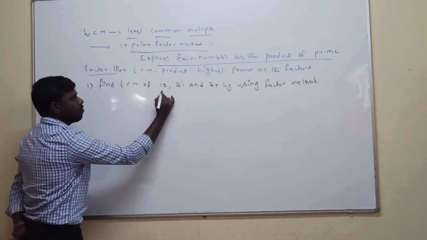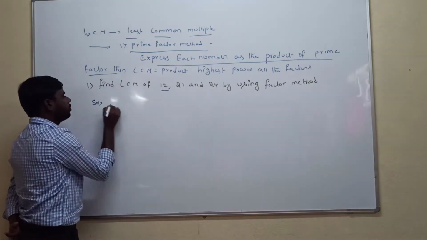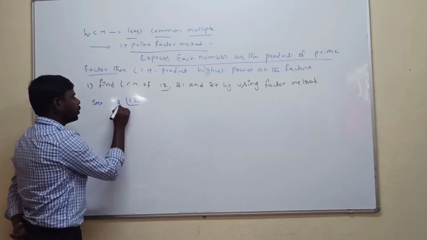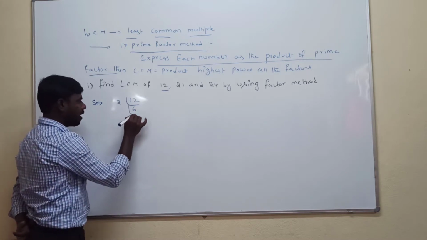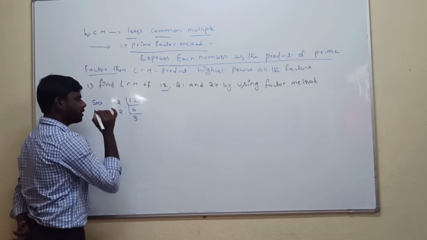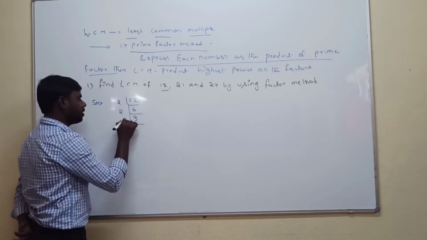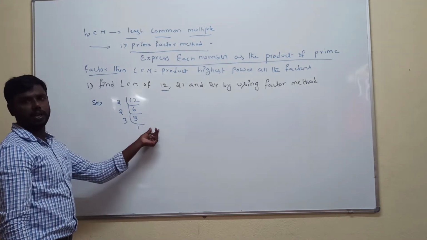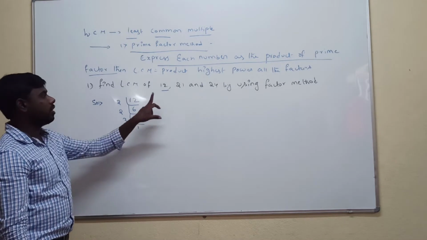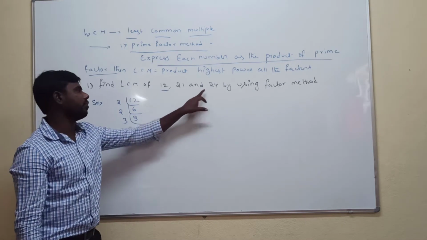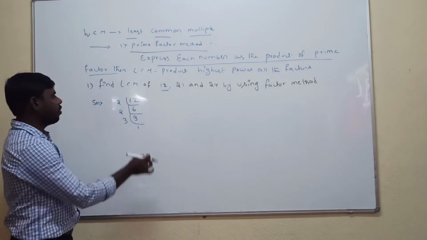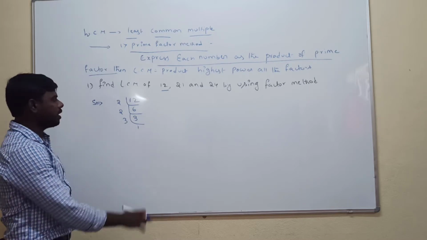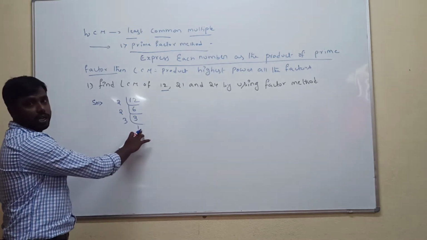The first number is 12. The least prime number is 2. 2 sixes are 12. Next, 2 threes are 6. 3 is divisible only by 3, so 3 ones are 3. Whenever the remainder is 1 or a prime number, stop the division. So once again, for each and every number we do the division method, and when the remainder is 1, we stop the division.